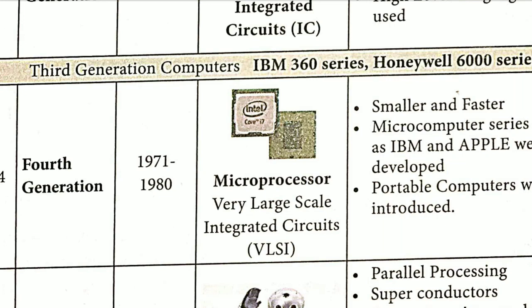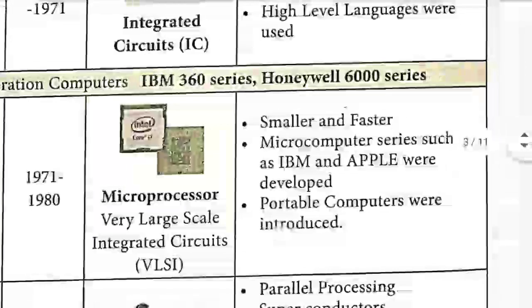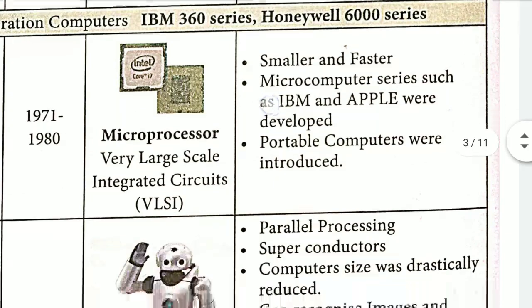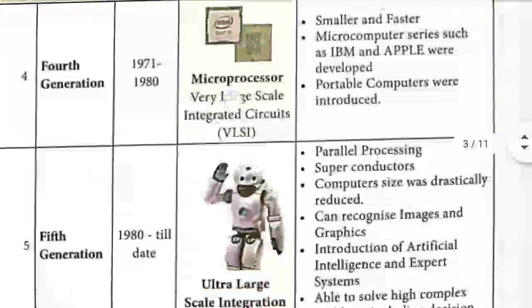Here you can see that it is smaller and faster. Microcomputer series such as IBM and Apple were developed. Portable computers were introduced. So now you can see that the size of the computer is getting reduced, and the accuracy and the speed of the computer to process the data is getting faster. Since the technology develops, they are using all the technologies in reducing the size of the computer.